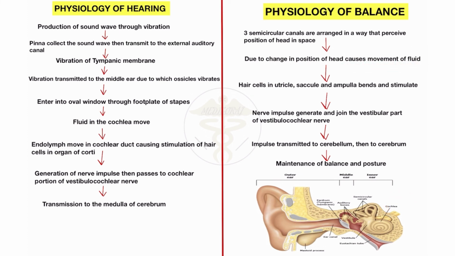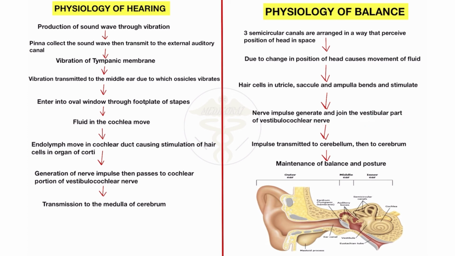After movement of the fluid, the hair cells present in the utricle, saccule, and the ampulla of the semicircular canal bend and are stimulated. When stimulation of these hair cells occurs, a nerve impulse is generated and joins the vestibular part of the vestibulocochlear nerve.